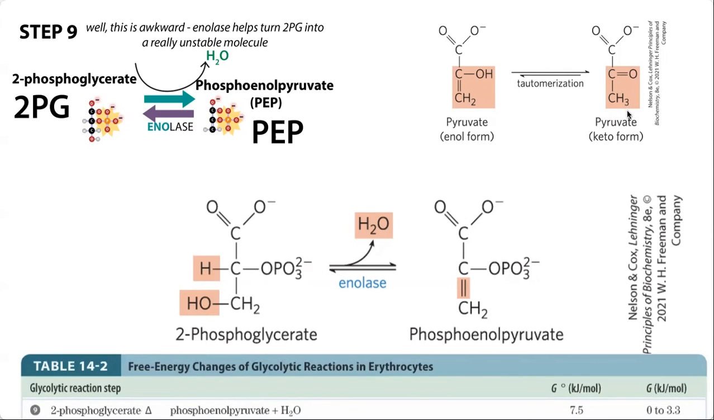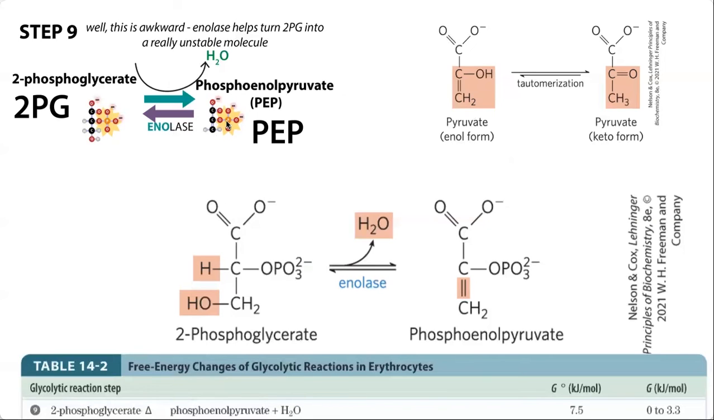This keto form is going to be much more favored than the enol form. So if we just take an enol and we let it go, it would really want to go to the keto form. But what enolase is able to do is basically trap it in this enol form by that phosphate group.